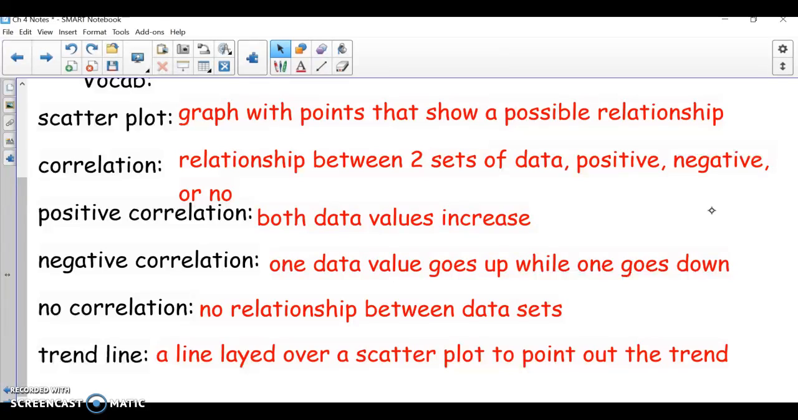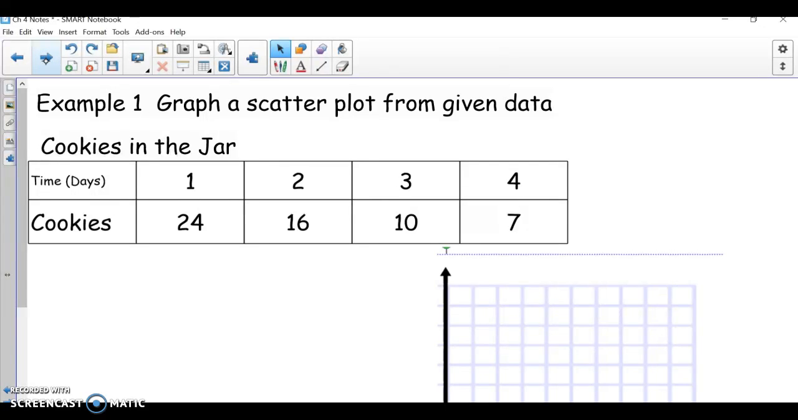So you can pause this for whatever time you need to finish writing down your definitions. And then we will go on to the next page. So example 1, it wants us to graph a scatter plot from the given data. Kind of a weird example here, but there's a number of cookies left in a jar over how many days.